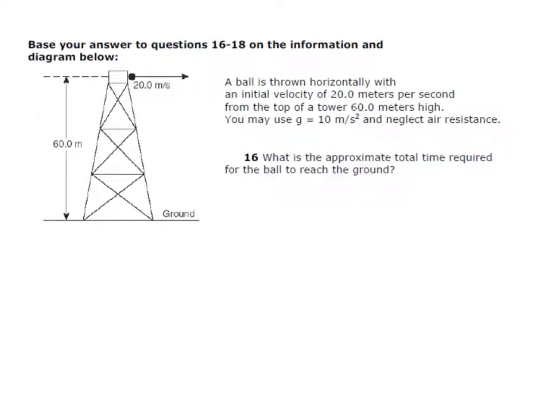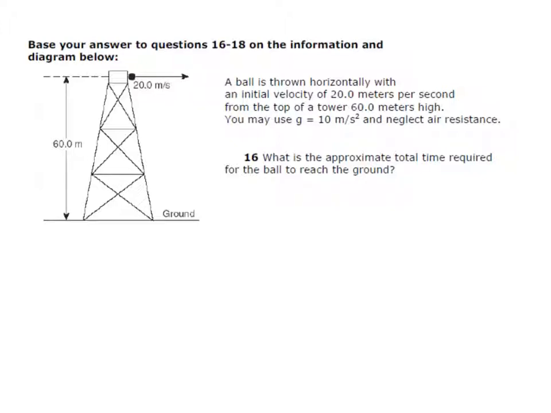Base your answers to questions 16 and 18 on the information in this diagram. A ball is thrown horizontally with an initial velocity of 20 meters per second from the top of a tower 60 meters high. You may use g equals 10 meters per second squared and neglect air resistance. The question says, what is the approximate total time required for the ball to reach the ground?